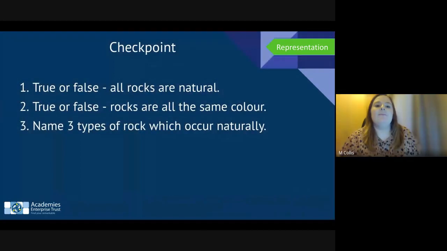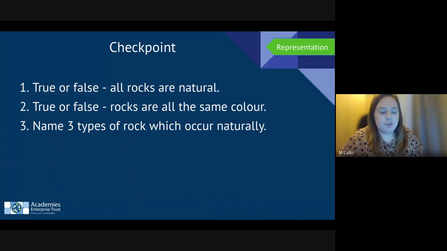So let's have a little bit of a checkpoint. Let's stop and assess our learning so far. Thinking back to the start and what we've talked about so far, true or false? All rocks are natural. Are all rocks natural, or can you have human rocks? Think about it. Is it true or false?